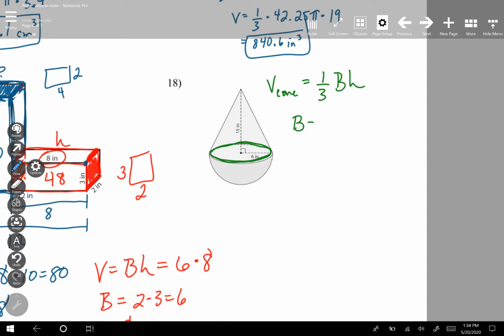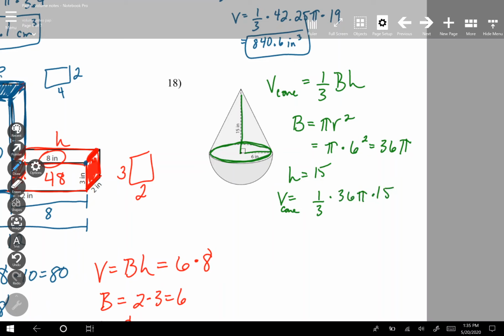So for the cone, the area of the base is pi r squared because it's a circle. So pi, and then the radius of that circle is 6. So pi times 6 squared, so 36 pi. And then now the height of my cone, well, how tall is your cone? It's 15. So the volume of the cone, it's 1/3 times 36 pi times 15.